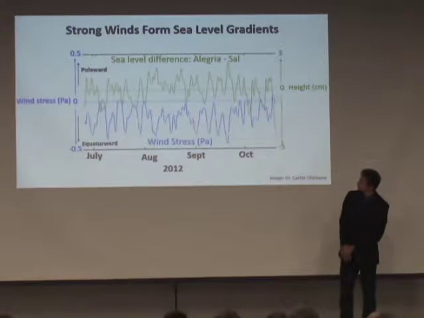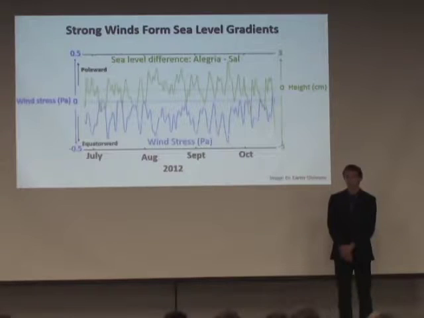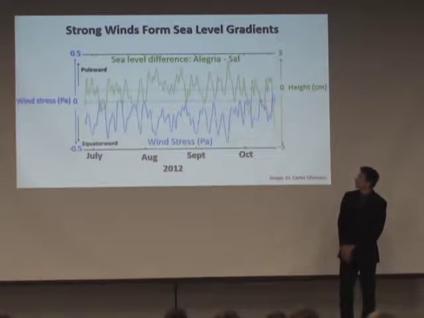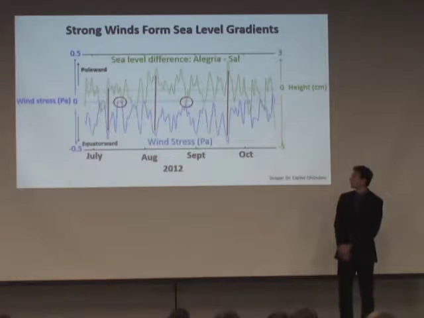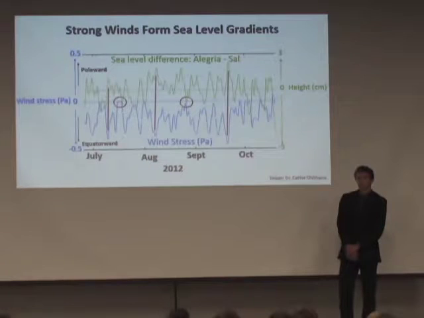So we see that these two graphs are anti-correlated with each other. When there's a big wind stress, we see a big sea level difference, and this relationship is shown by these red arrows. But when the wind relaxes, we see in the circled areas, when the wind drops to zero, the sea level difference in fact even reverses. And these sea level differences are on the order of 1 to 2 centimeters.